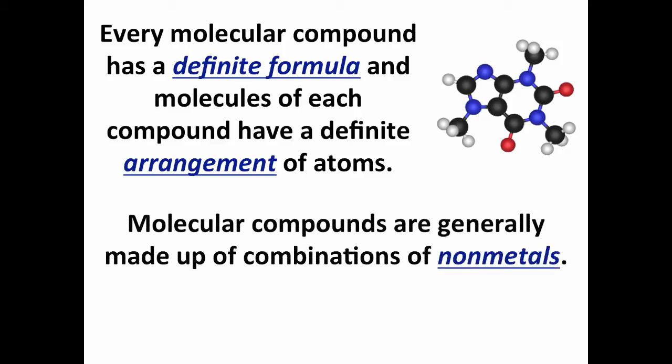One other thing worth mentioning is that molecular compounds are generally made up of combinations of non-metallic elements. We saw previously that ionic compounds are usually made up of a metal and a nonmetal. Molecular compounds are made up of just nonmetals. And there's lots and lots of examples. H2O, water, is made up of hydrogen and oxygen, both nonmetallic. Octane, C8H18, a component of gasoline, is made of carbon and hydrogen, both nonmetallic. PCl5, or phosphorus pentachloride, made up of phosphorus and chlorine, both nonmetallic. And many, many more.